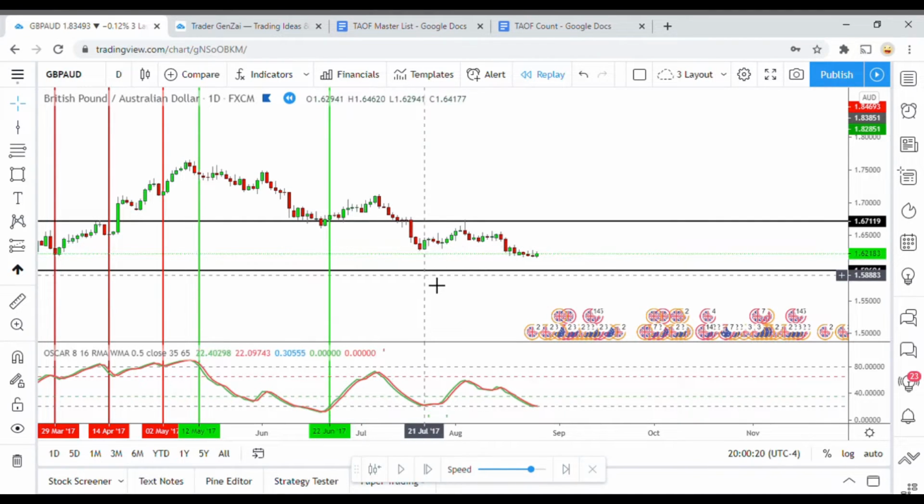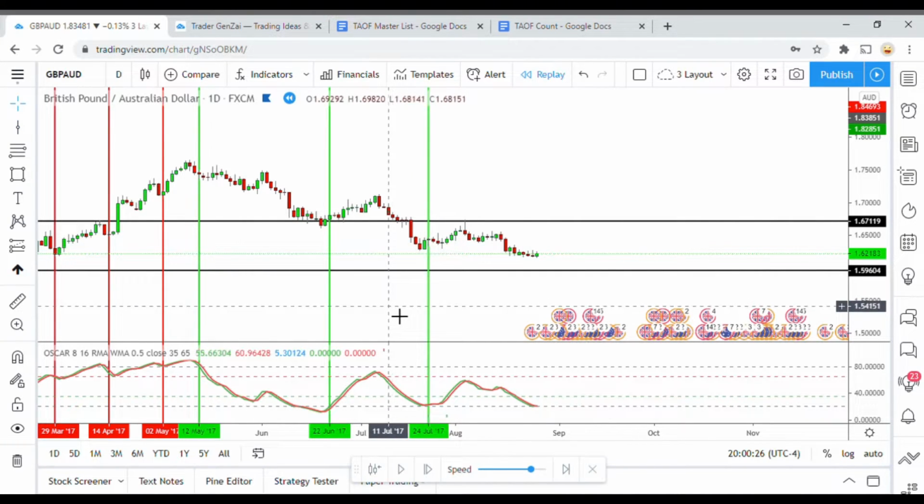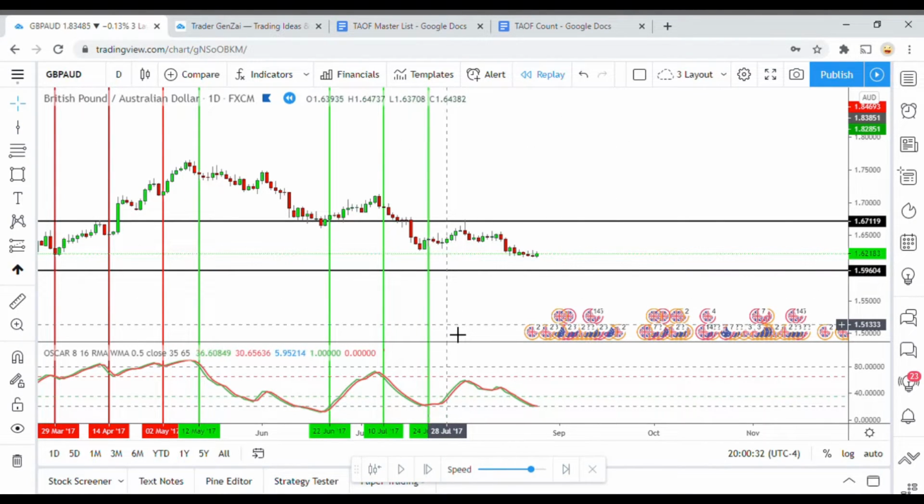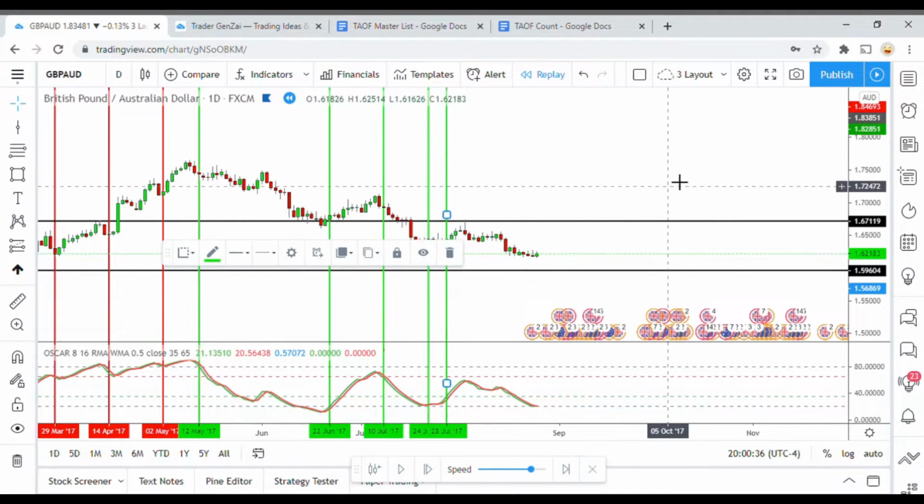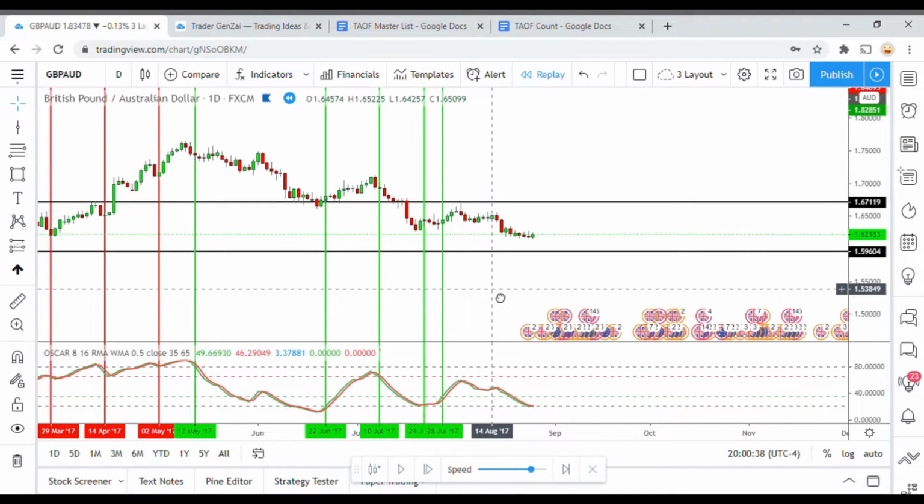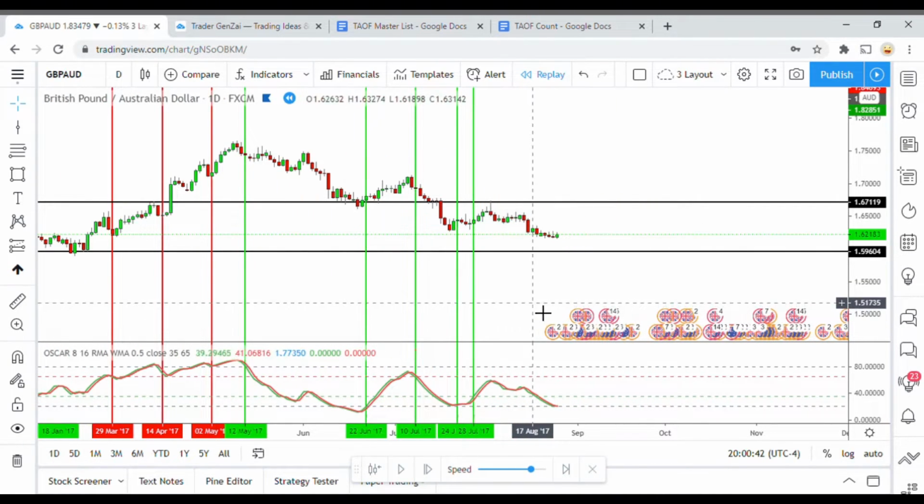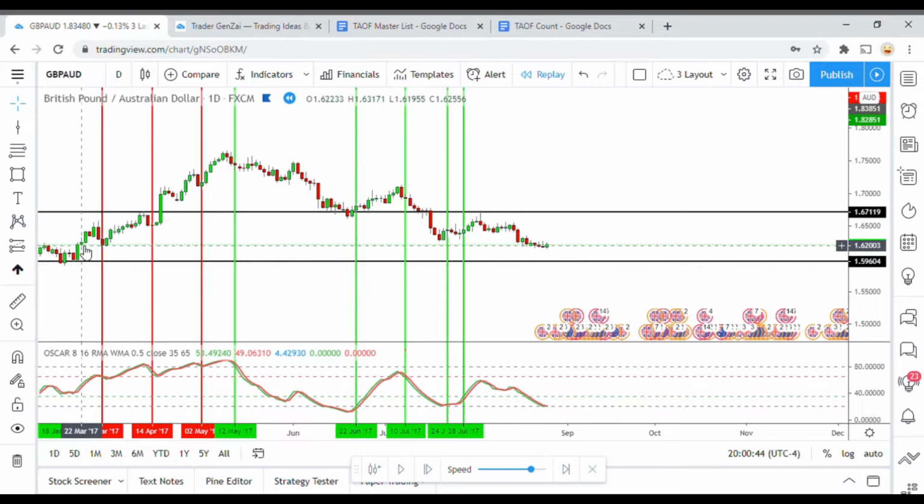There it goes. I don't know what happened there. The button bugged out on me and wasn't quite working. Alright, let's see. So we picked up a long there, a short here, which worked out for us, and a long here, which also worked out for us. Yeah, we got a few wins going on there.